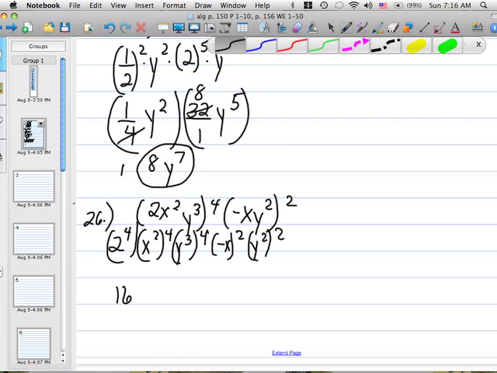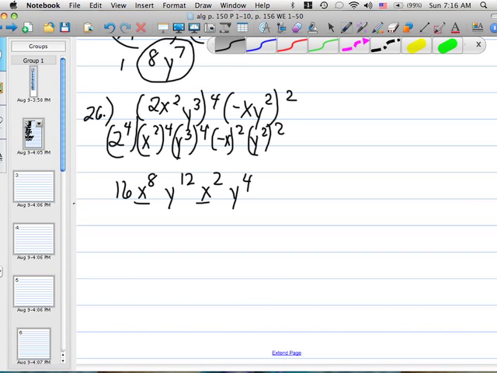2 to the fourth is 16. X squared taken to the fourth, multiply your exponents, is x to the 8th. Y to the third taken to the fourth is y to the 12th. A negative x squared is just x squared, since you use the negative sign twice, and then y to the fourth.